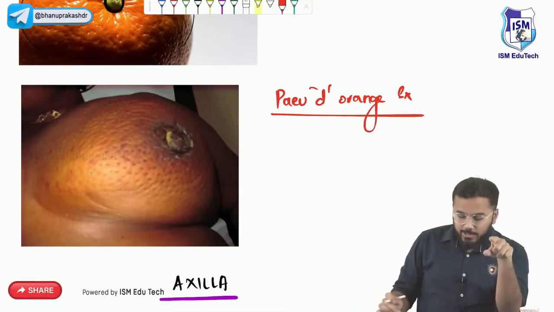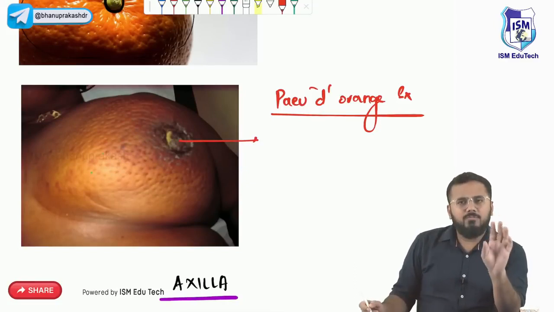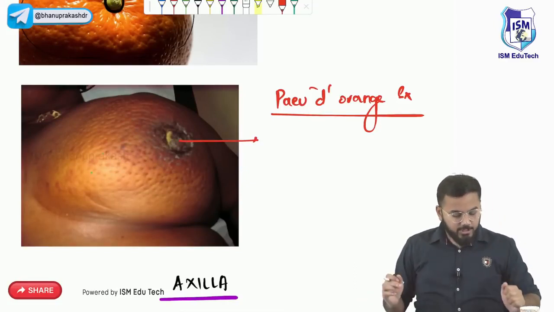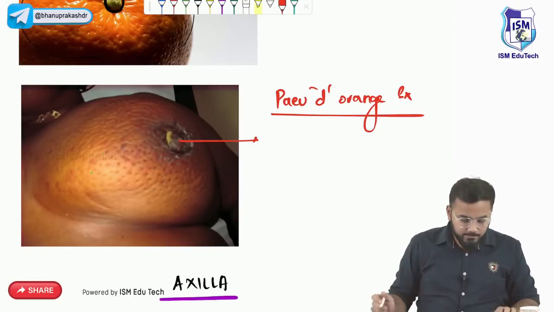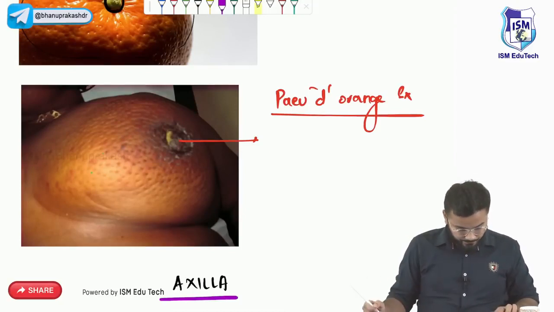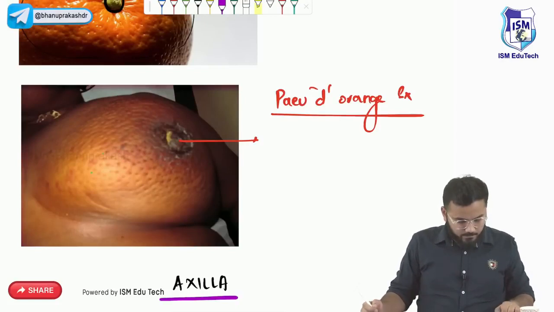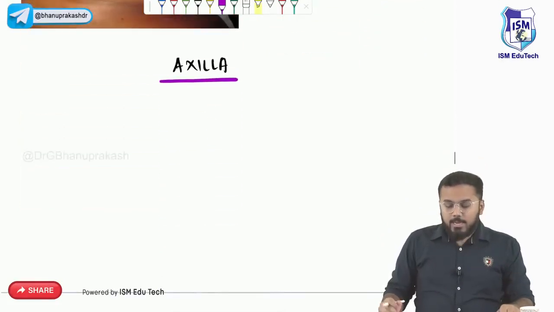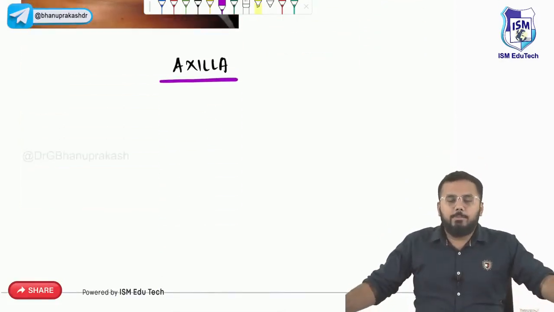And yesterday I explained to you regarding the nipple. Which intercostal space is the nipple in, guys? Can anyone tell? Very good. The nipple is in the fourth intercostal space. Excellent. Now, we are done discussing the breast.